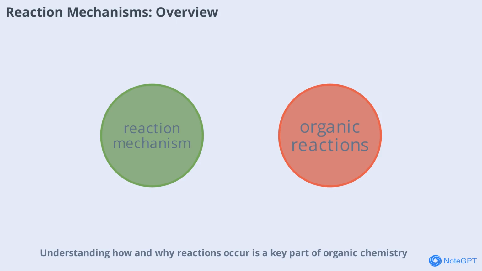Understanding how and why reactions occur is a key part of organic chemistry. Reaction mechanisms explain the step-by-step process by which reactants turn into products. We'll introduce the main types: substitution, addition, and elimination. Knowing the mechanism helps you predict products and understand reaction conditions.